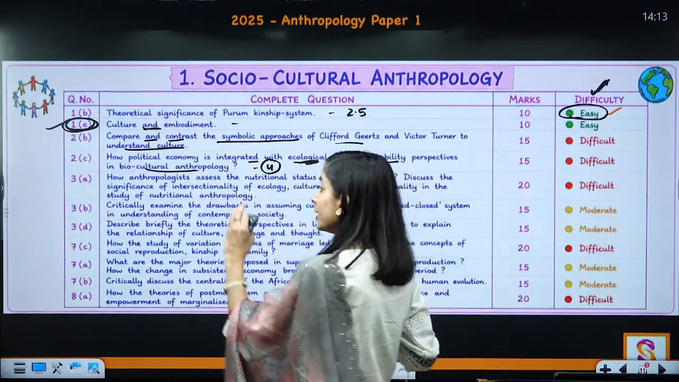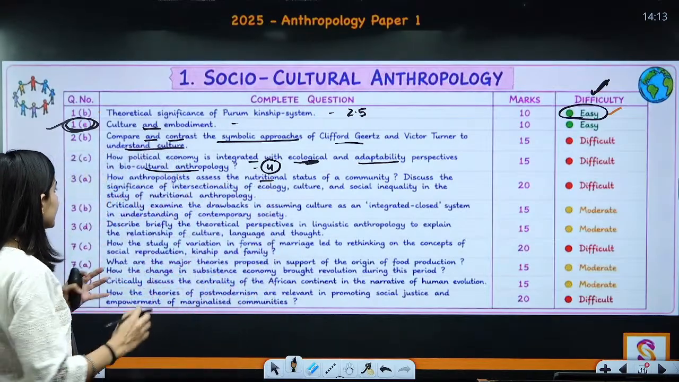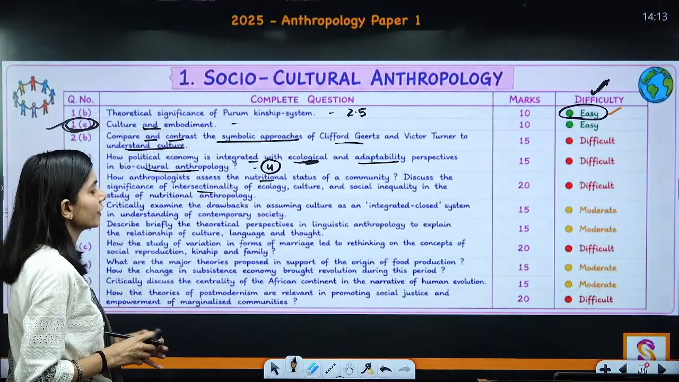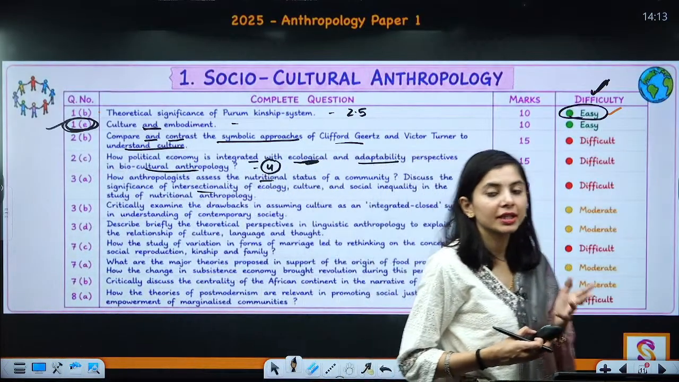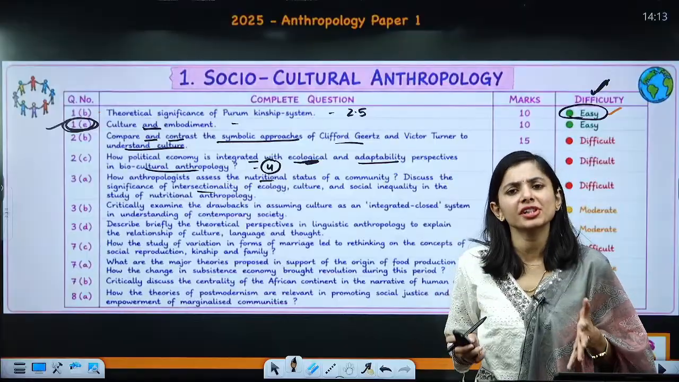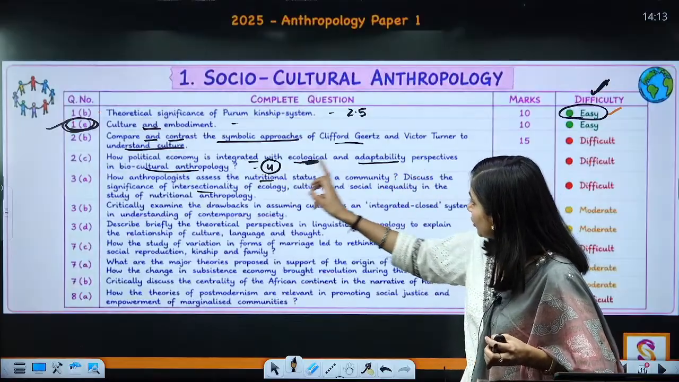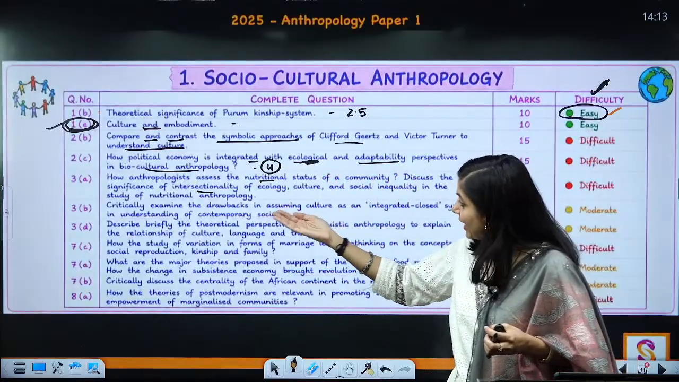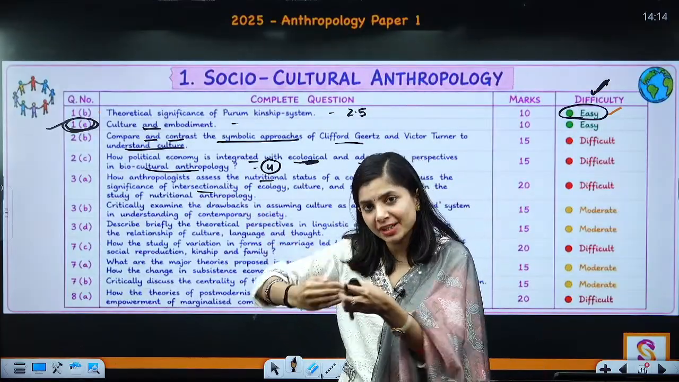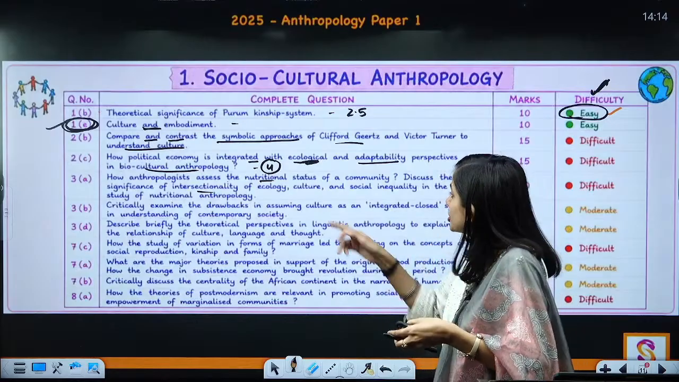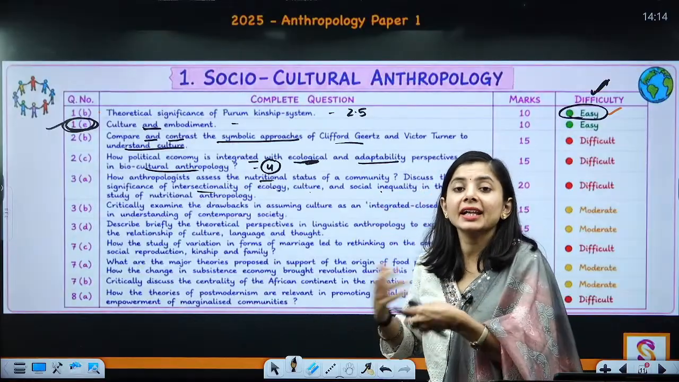Okay, fine. Now, how anthropologists assess the nutritional status of a community; discuss the significance of the intersectionality of ecology, culture, and social inequality. A very difficult question, I would admit, because it is a very lengthy question. What I need to do is relate nutritional anthropology, then mention the intersectionality, then mention the relation of nutritional anthropology with ecology, with culture, with social inequality, and then I have to explain.